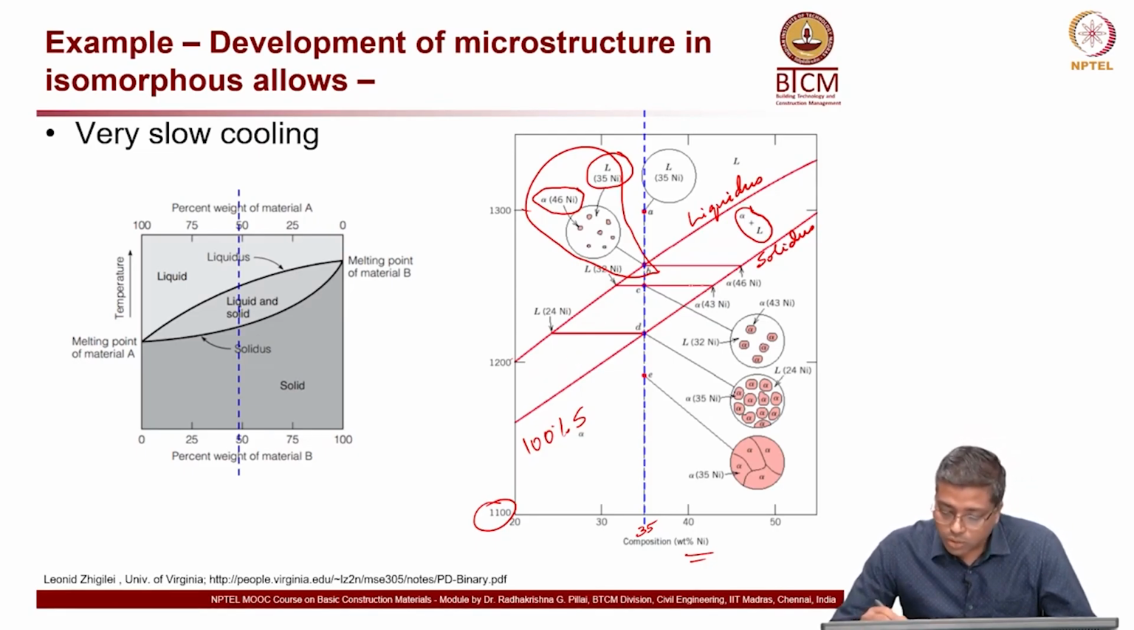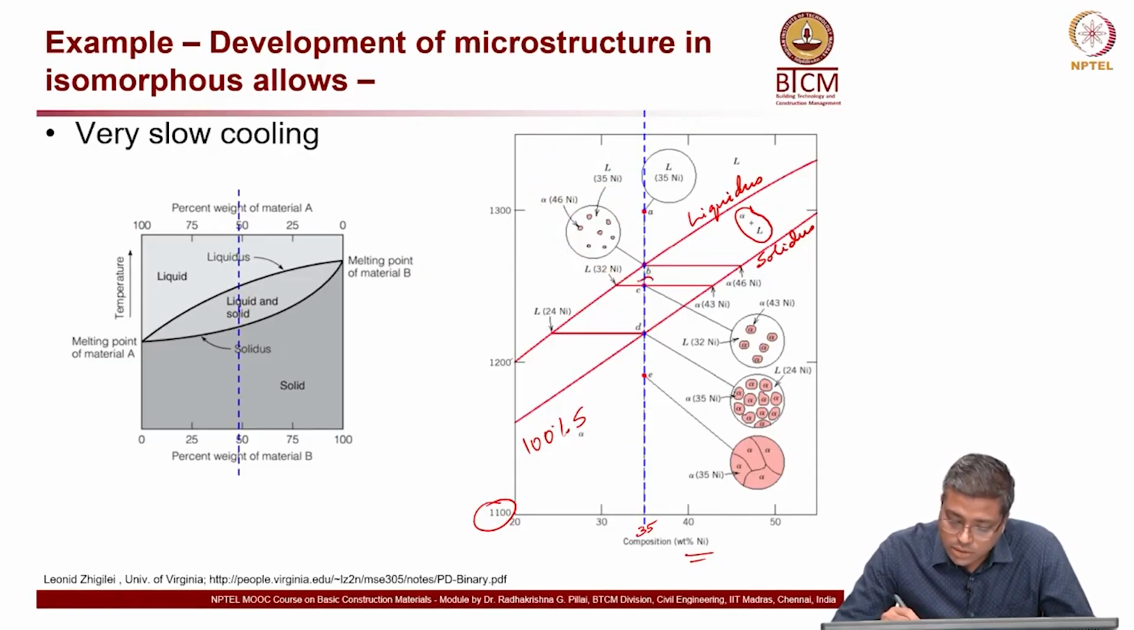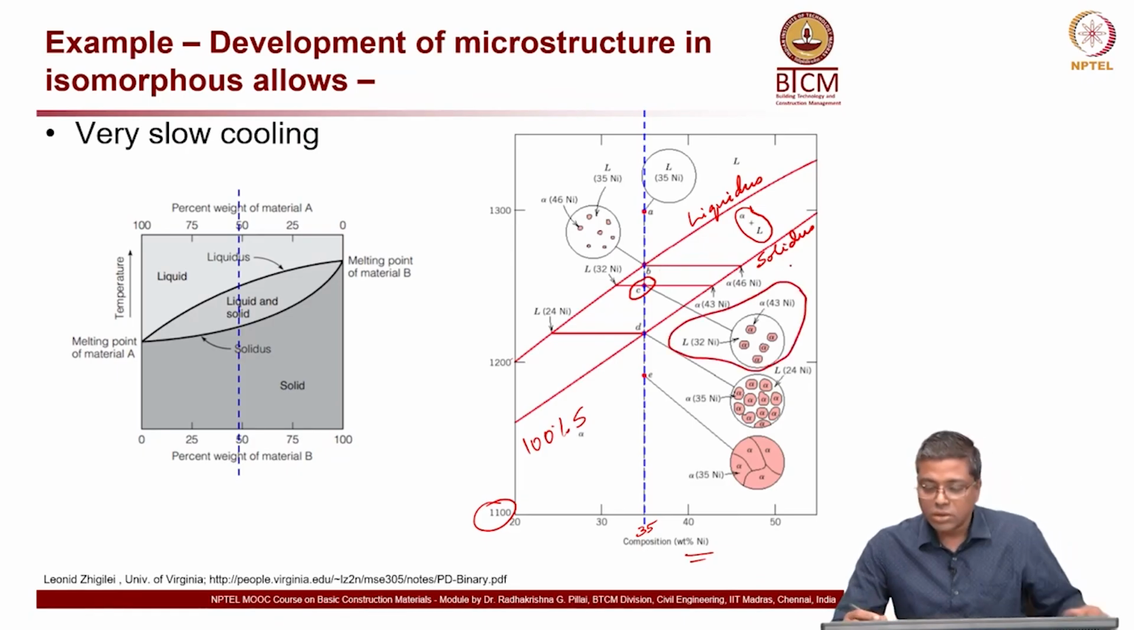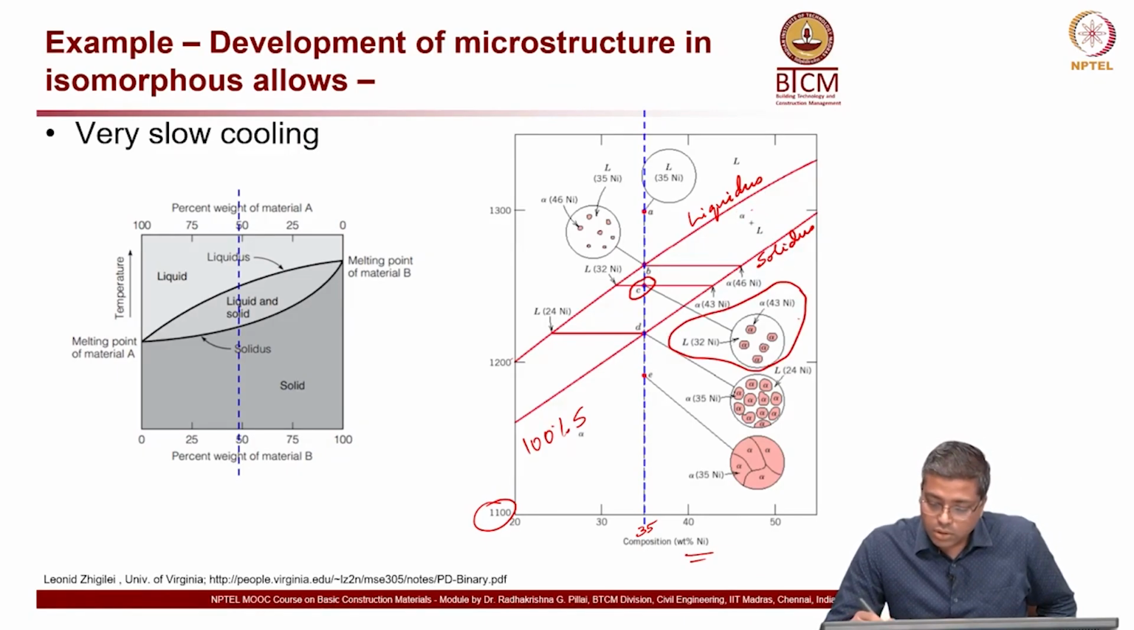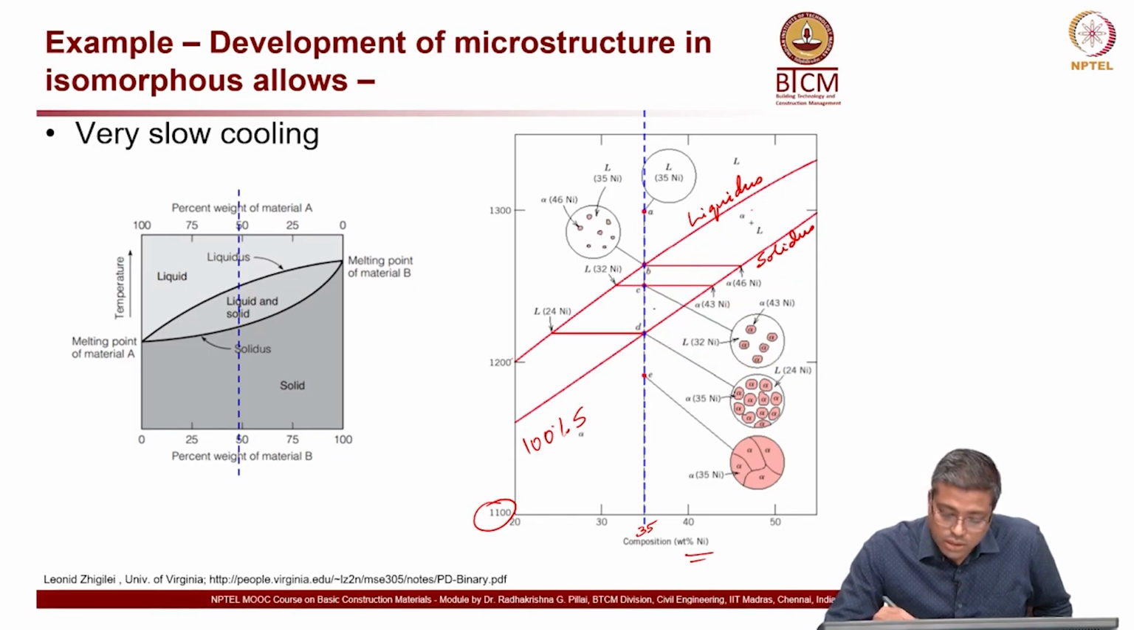Now, if you move to point C, that is this point here, the corresponding micrograph or sketch is this. You have alpha and liquid, both are there because it is in between the solidus and liquidus. So, both are present. Now, as you move towards point D, this is the corresponding sketch.